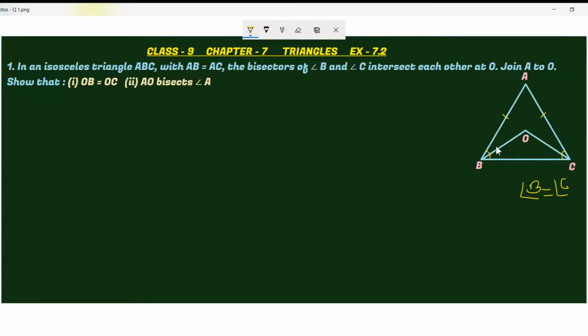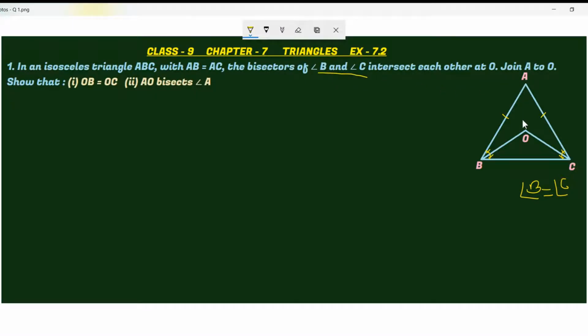And then the bisectors of these are the two bisectors OB and OC. Both are bisecting the angle B and angle C. So, if OB is a bisector, then we can say this angle ABO is equal to OBC. These two are equal to each other and these two are equal to each other because OB is the bisector of angle B and OC is the bisector of angle C, that is given in the question.